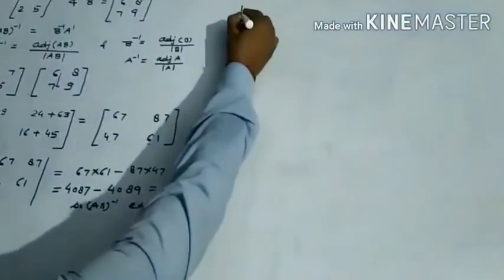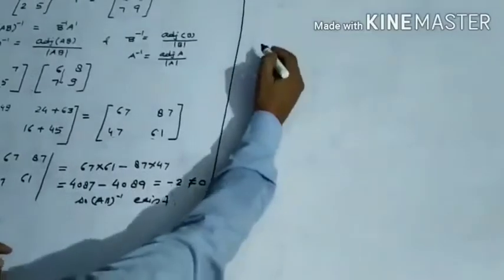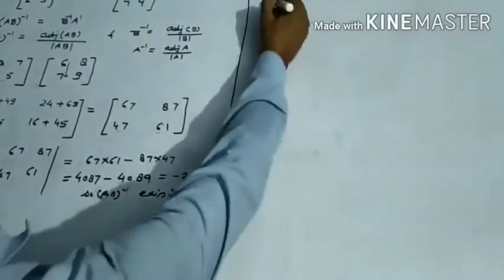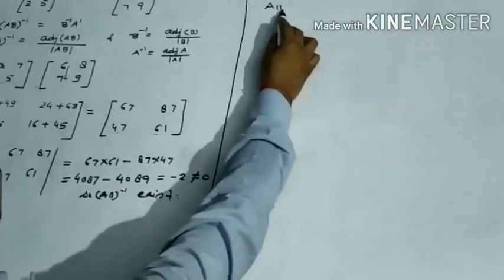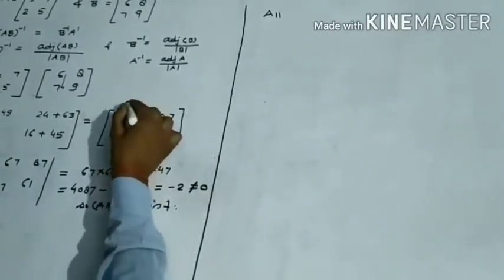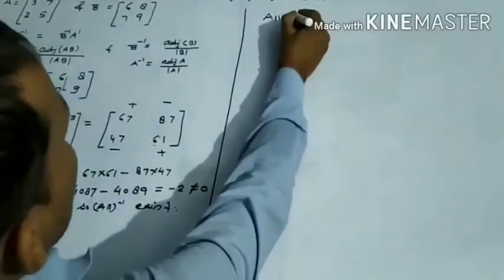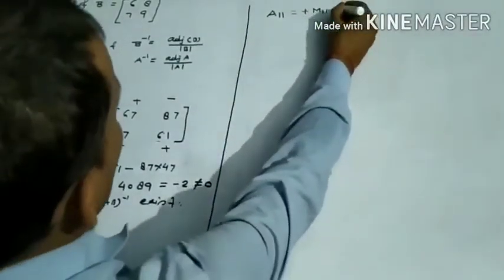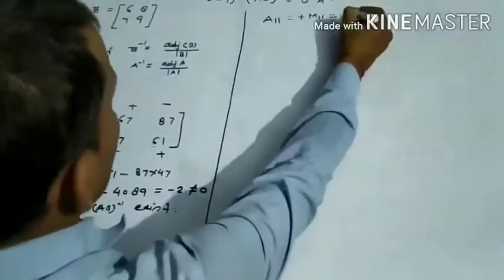Now we want to find out (AB) inverse. For that we want to find out the cofactors of each element of AB. So if A11 is the cofactor of the element of the first row and first column, this is 67. For that we use the sign pattern plus, minus, minus, and then plus. So A11 is equal to plus M11, the minor of the element of the first row and first column, and this is obtained after leaving the first row and first column. So this is 61.